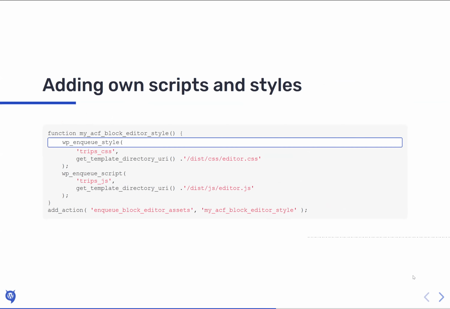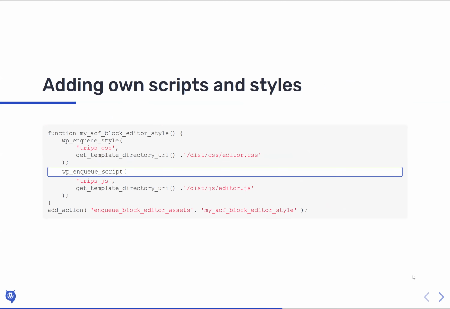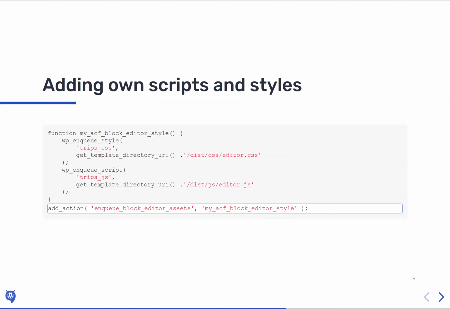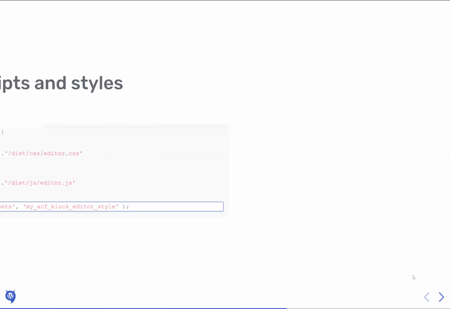Let's start with using very familiar functions like wp_enqueue_style and wp_enqueue_script to add the missing CSS and JS files. We use them in an action called enqueue_block_editor_assets. It will enqueue those files only in the admin panel, only when the block editor is launched. So exactly when we want it.